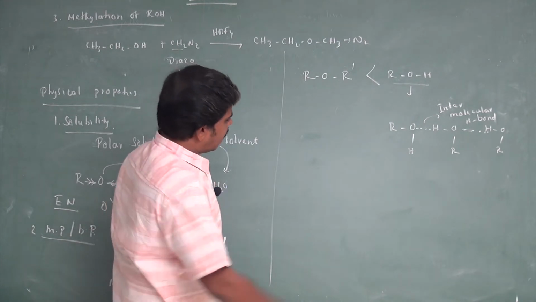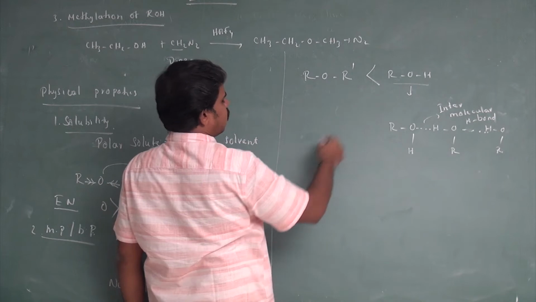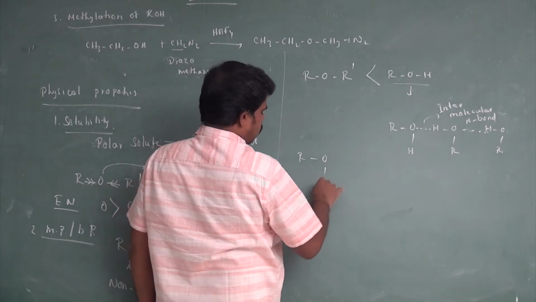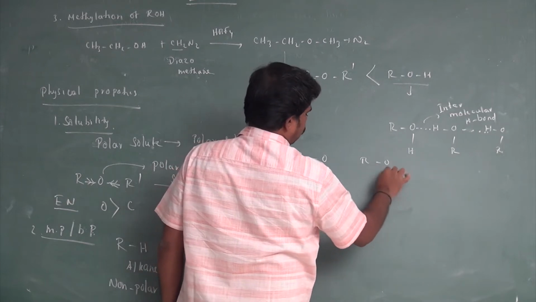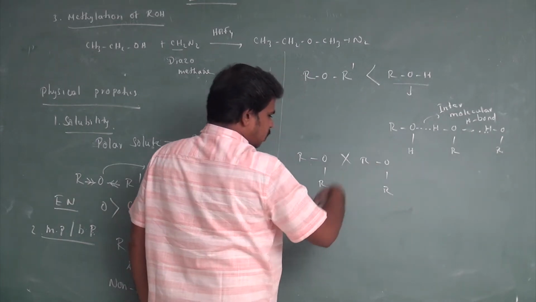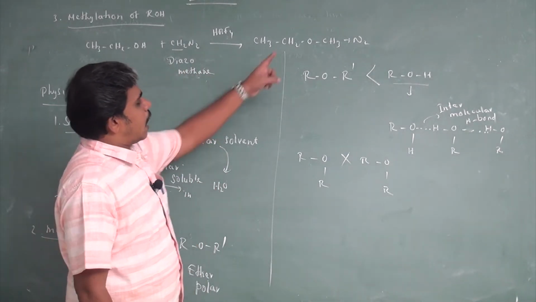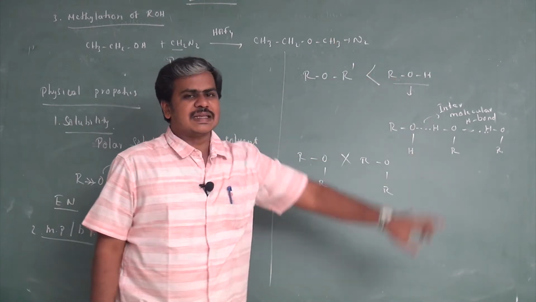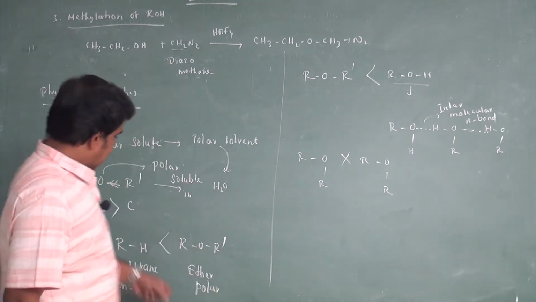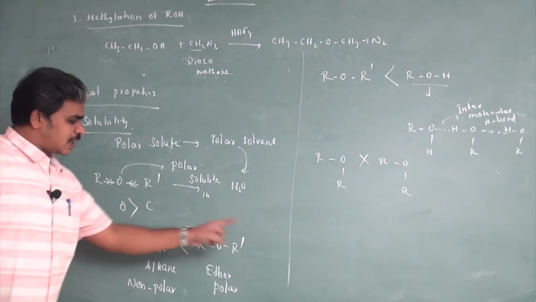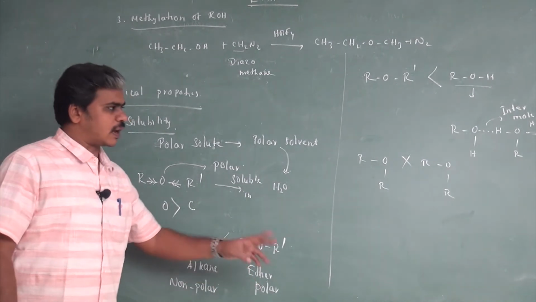than that of ether. If it is ether, ether cannot show intermolecular hydrogen bonding. So here ROR and here ROR. So there is no possibility of making intermolecular hydrogen bonds. So comparing alcohol and ether, alcohol has a higher melting point and boiling point. Comparing alkanes, ethers have higher melting and boiling points because of their polar nature.